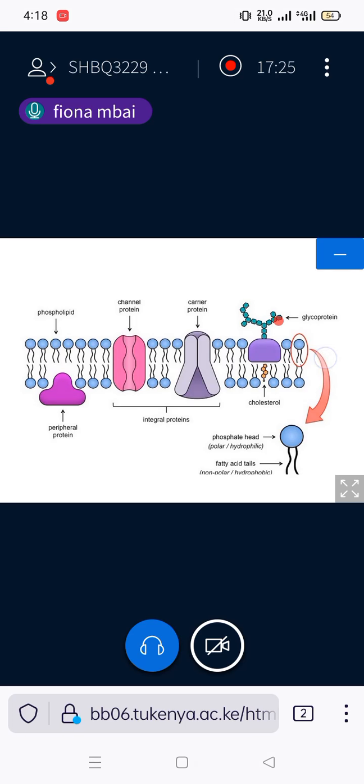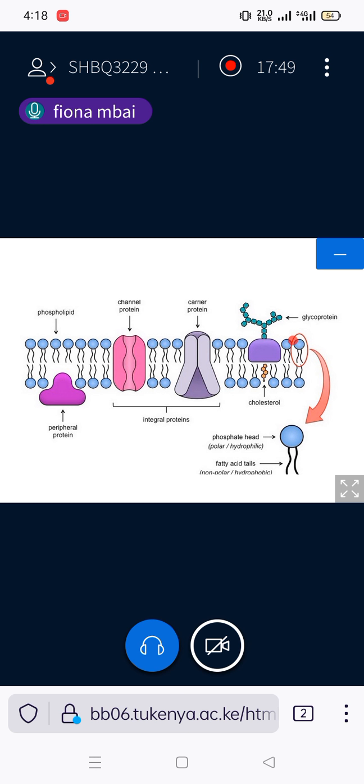Carbohydrates attached, and these are the glycoproteins. And then, of course, you have cholesterol, which is inserted in the plasma membrane. It's not necessarily under the glycoproteins. You can find it in here or even in here. So this is the diagram.